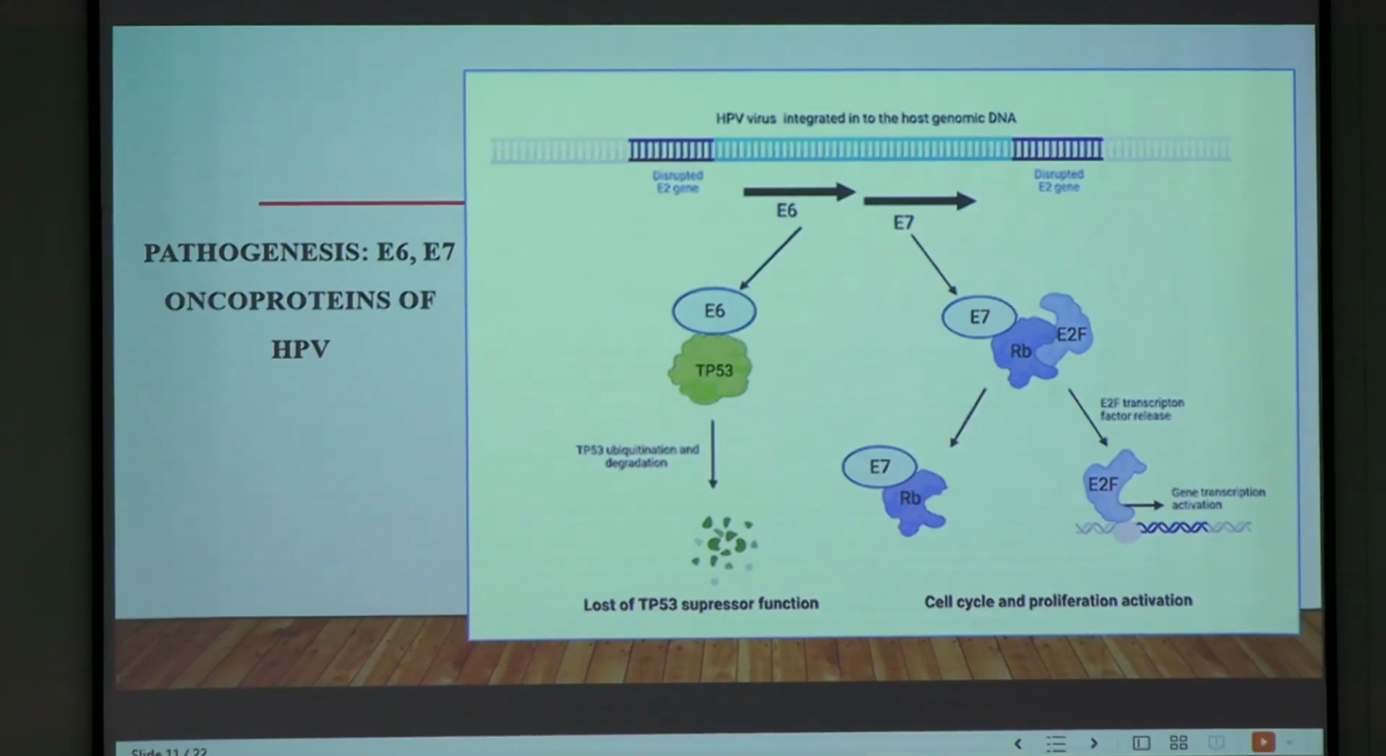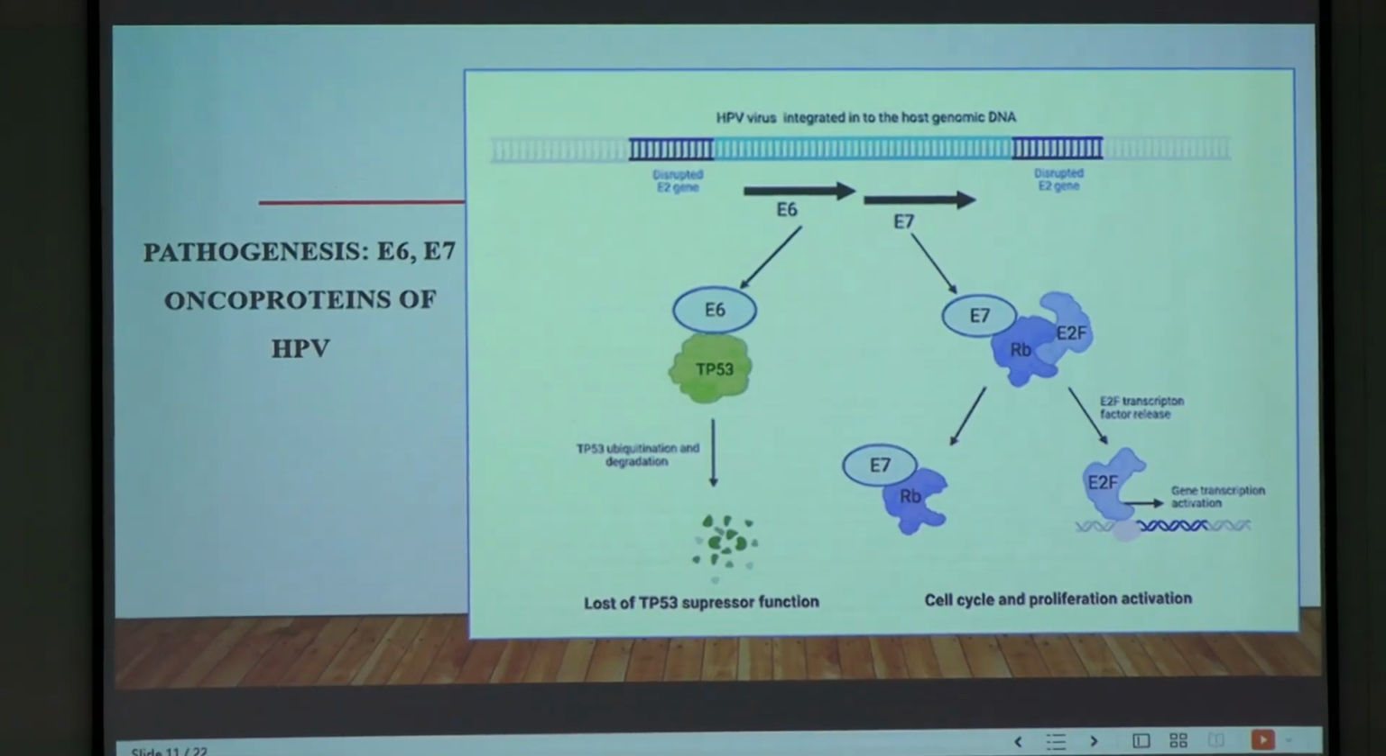You will remember this. At least remember that E6 inhibits and destroys TP53, and E7 inactivates the retinoblastoma gene. Okay, so this is very important for you. Whenever pathogenesis comes in the exam, which it will, use this flow chart, okay?